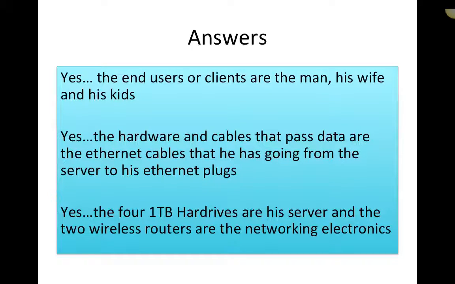Answers: yes, the end users or clients are the man, his wife, and his kids. Yes, the hardware and cables that pass data are the Ethernet cables that he has going from the server to his Ethernet plugs. Yes, the 4 1 terabyte hard drives are his server, and the 2 wireless routers are the networking electronics. That's it. He set up his own network in his house, and he has his printers lined up. He has the Wi-Fi connected. He has everything he needs for his home, and that's a small scale. And what we have at schools is a bigger scale, and office buildings is even bigger.